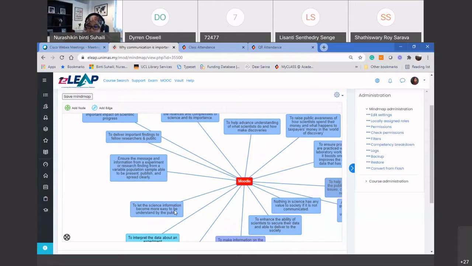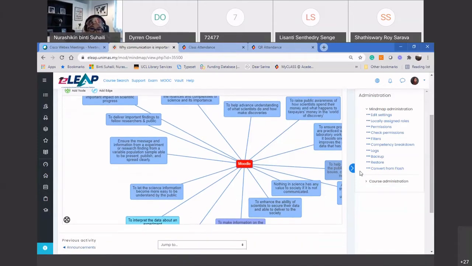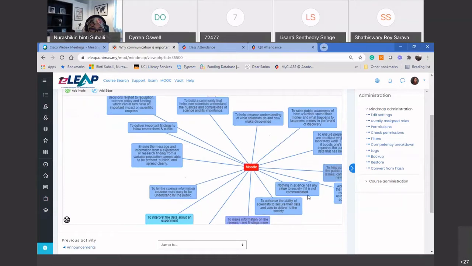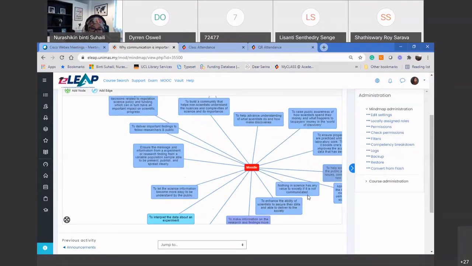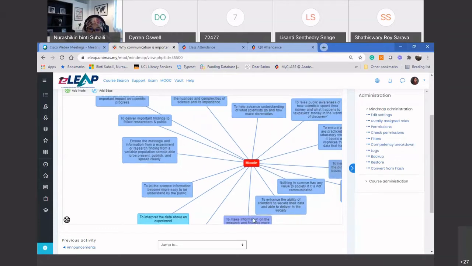Yeah, so we want to do research because we want to tell people, we want to make it clear for people, for example, about the hazards or about the benefits. We know that there are good microbes and bad microbes. We study about it, so it's our responsibility to tell the public what our research findings are all about, the benefits or the hazards. Okay, to interpret the data or about an experiment. Okay, yes, interpretation.